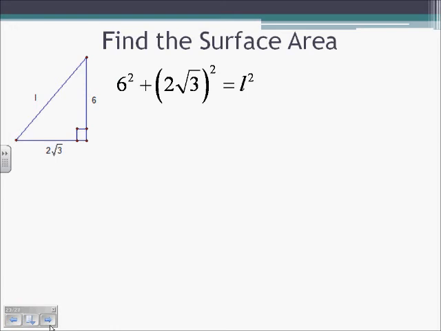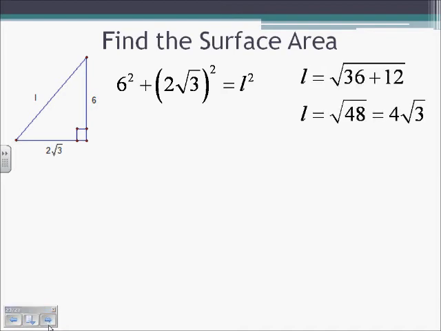We can use that then to finish off our triangle here to find the slant height. We know 6 squared plus 2 squared times 3 squared is going to equal our slant height squared. So we're going to have 36 plus 12 is going to equal 48. So we have the square root of 48 for a slant height, which is really 4 square roots of 3 when we simplify. So we plug all of that in.